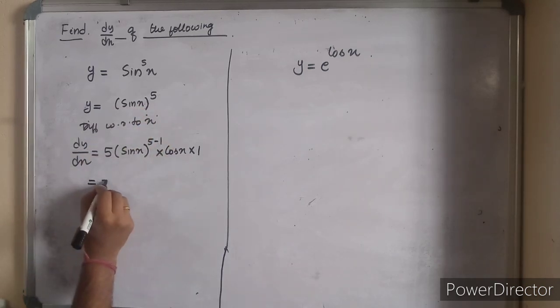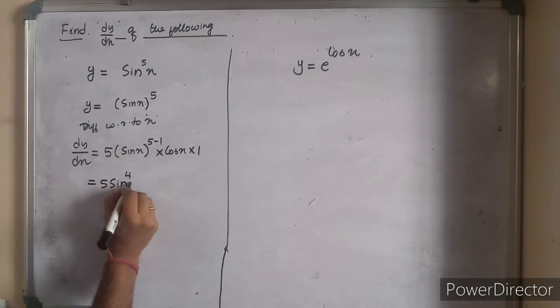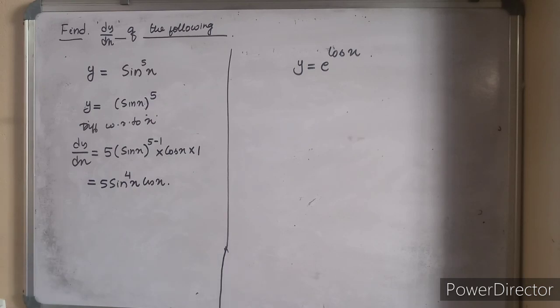Now what you will get, 5 sin to the power 5 minus 1, that is 4, we can write sin to the power 4 x cos x. This is our required answer. Now the second question, e to the power cos x.